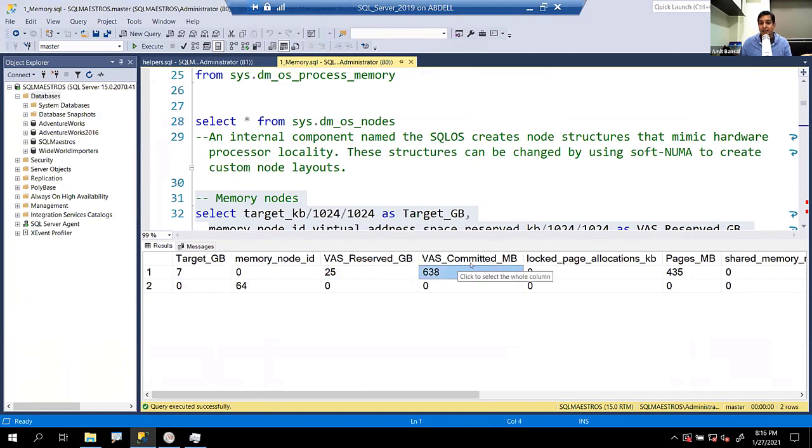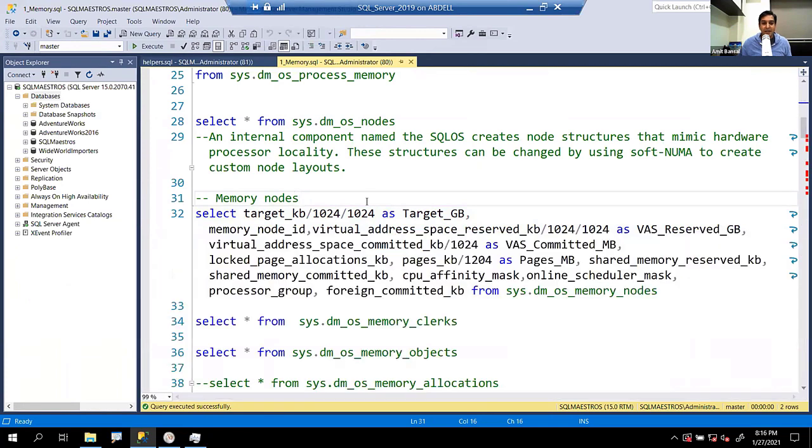Now VAS committed is similar to what you see in the total SQL Server memory consumption. So committed can never go below the actual consumption, and committed sometimes is slightly higher. Reserved is about 25 GB. Where that number comes from, let's discuss that some other time.